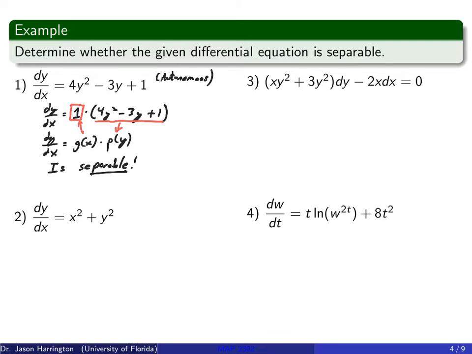In the second equation, we have dy over dx is equal to x squared plus y squared. And because of this addition here, there's nothing really I can do to take out a y or an x and just turn that into multiplication. If I bring the y squared to the left-hand side, that doesn't fix anything. If I divide everything through by y squared, again, that doesn't fix anything. So this is actually not separable.